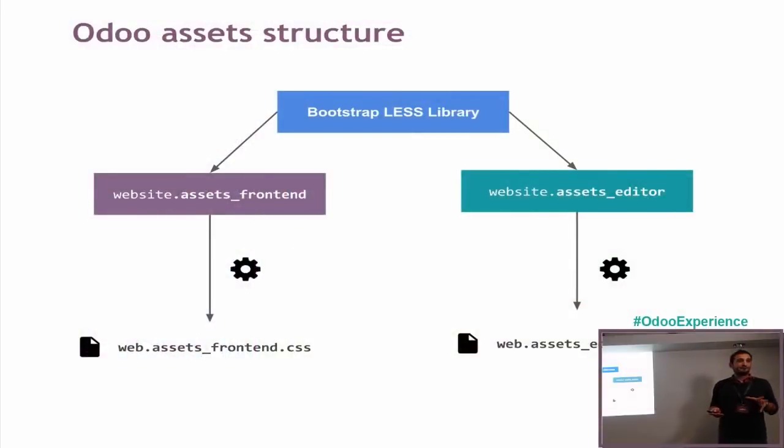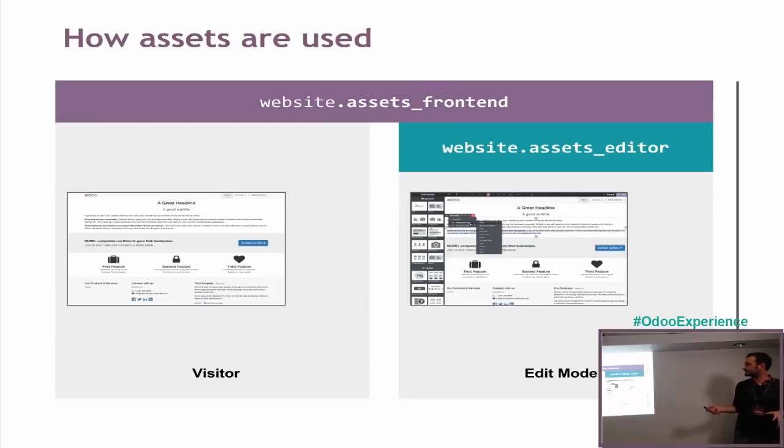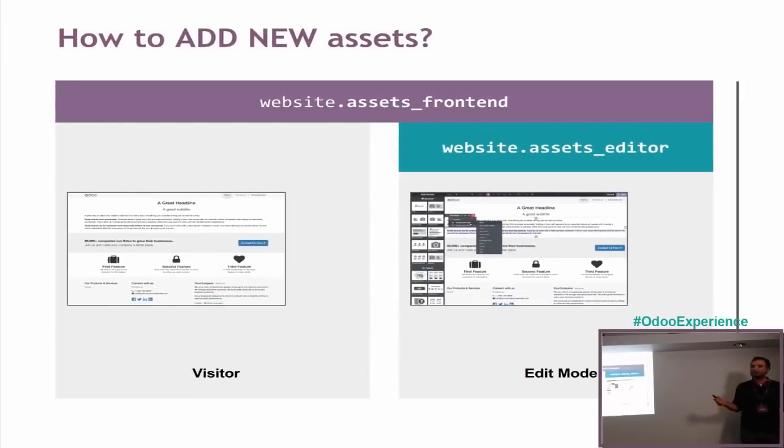So the first question will be, now that we know how the asset system works, and this is an example of how the system works. Here we have asset frontend that is used to render the page, and website asset editor that together with asset frontend will compile the page in edit mode. So now that this is clear, we can discuss how to add new assets.